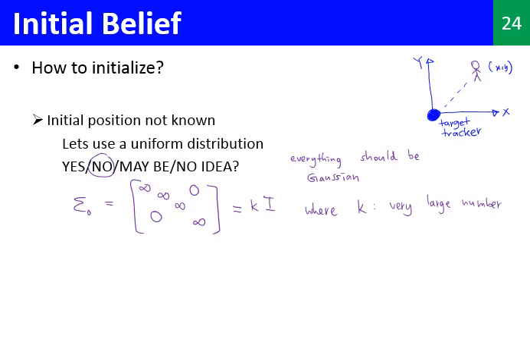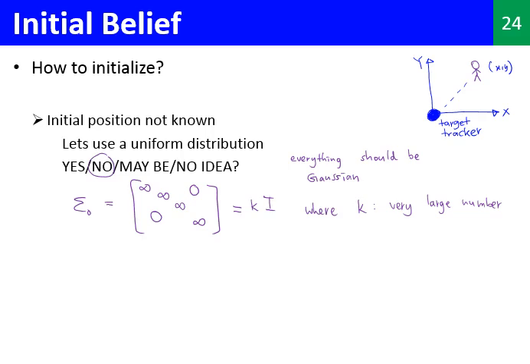So that tells us there's very high variance for the individual entries on the diagonal, since the initial position is not known, and we don't know any correlation between the state variables. Therefore, the off-diagonal terms are 0. Okay.